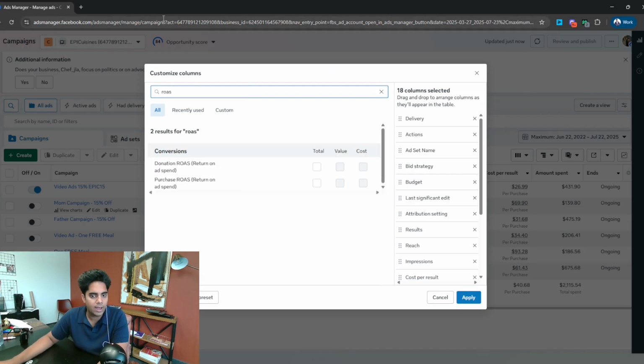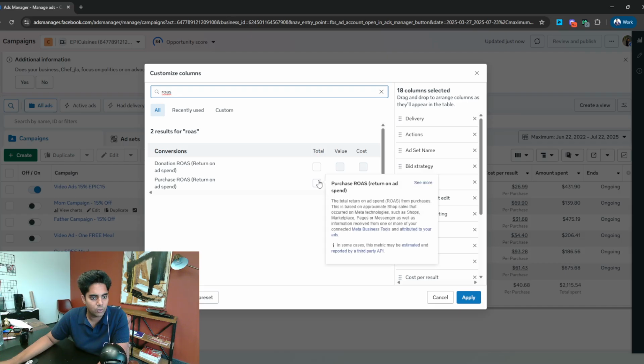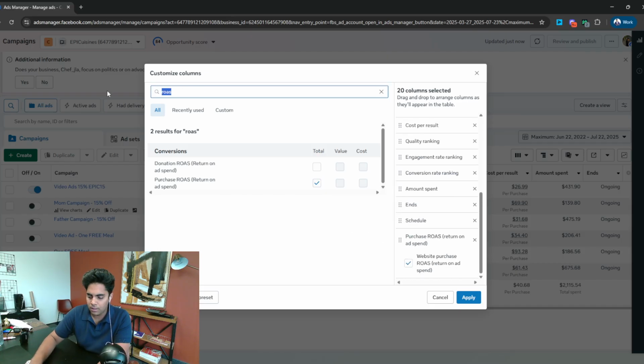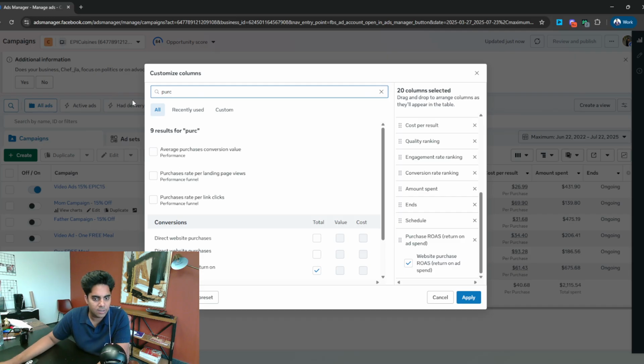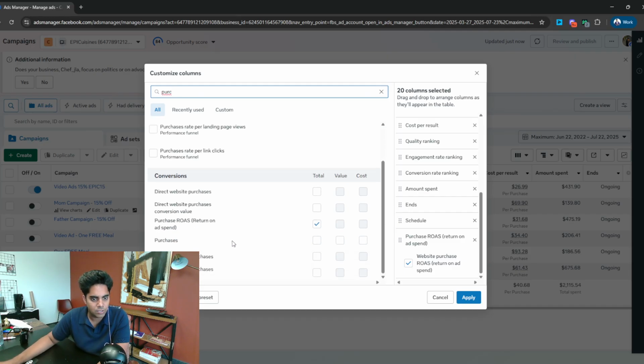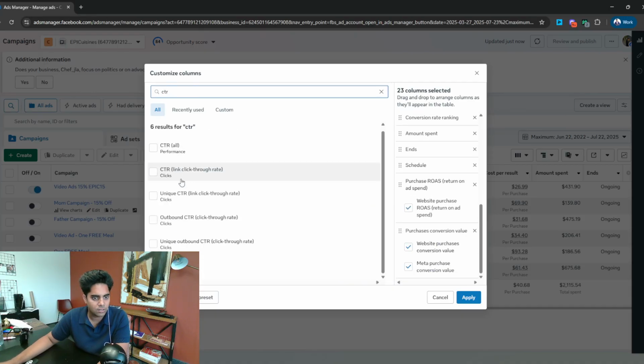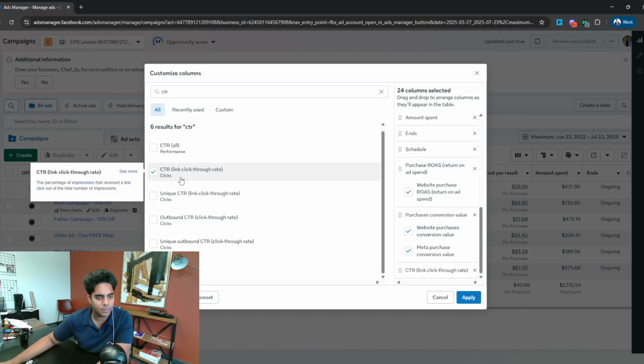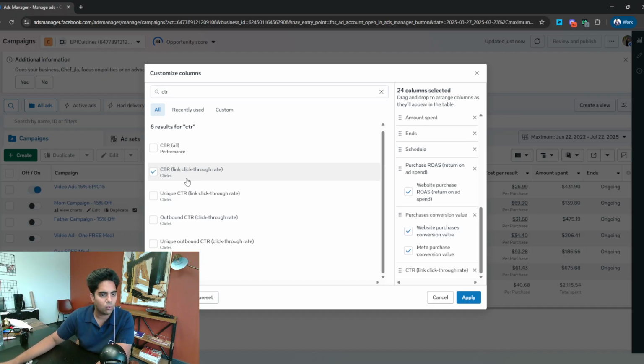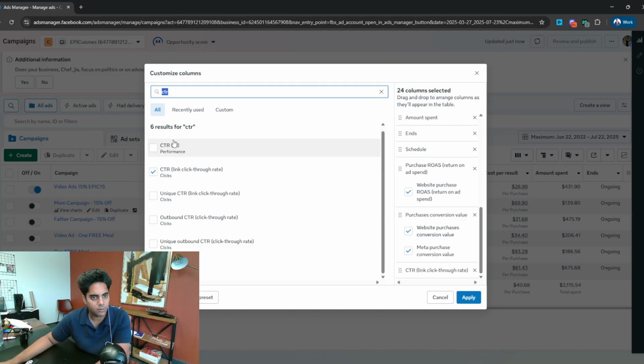So we want to add ROAS. So we want to add total ROAS. We want to add purchase values. So purchases value. We want to have CTR, so link click-through rate, this one, not the CTR all. We want to write link click-through rate, which is like somebody actually clicking on one of the links or the buttons. CTR all just means like any sort of click, which means they might just be looking at the post. We don't want to look at that basically.